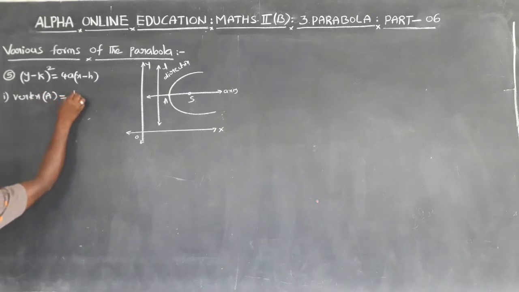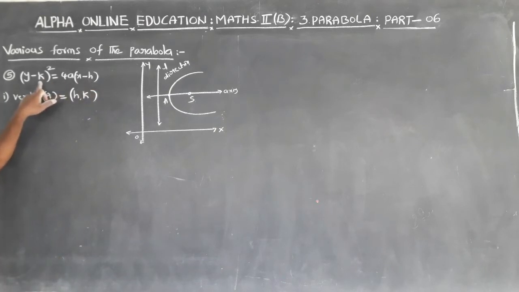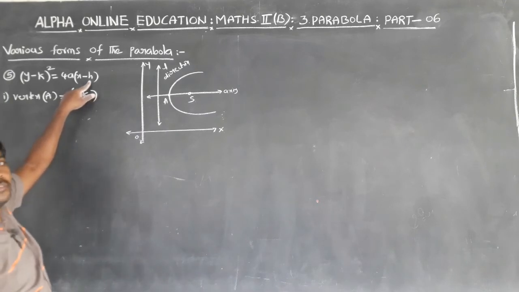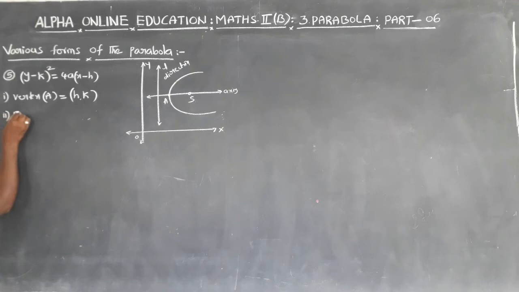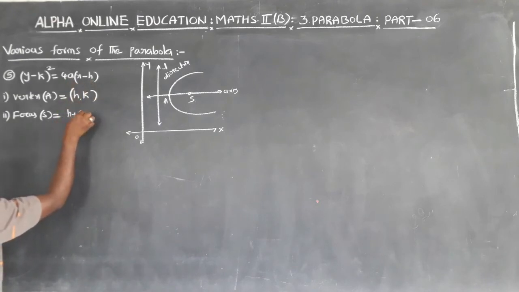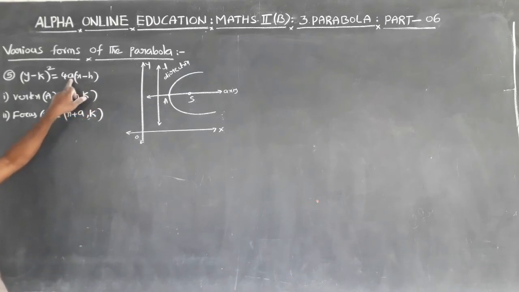First one is vertex. Vertex A is equal to h comma k. H comma k is the vertex. Second one is focus. Focus S is equal to h plus a comma k.